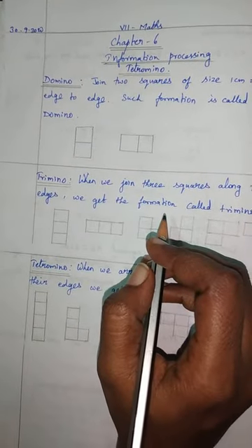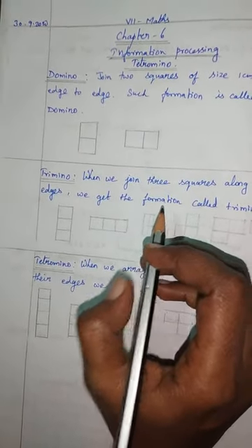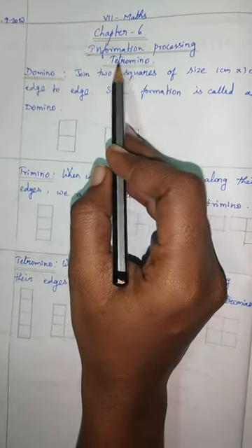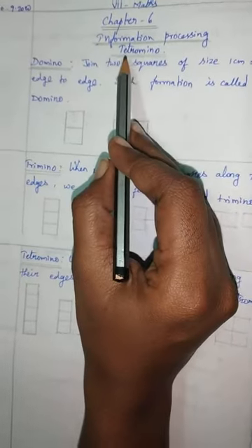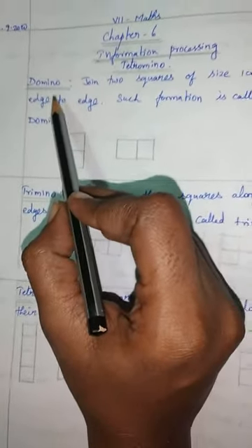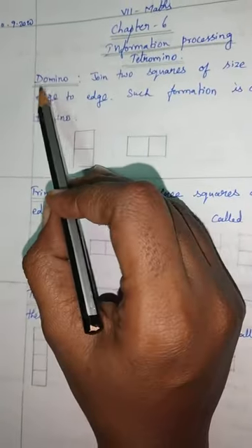Good morning, students. Today we are going to see a new chapter, chapter 6, Information Processing. In this, we are going to see about tetromino. Before seeing about the tetromino, it is essential to have an idea of domino and trimino.